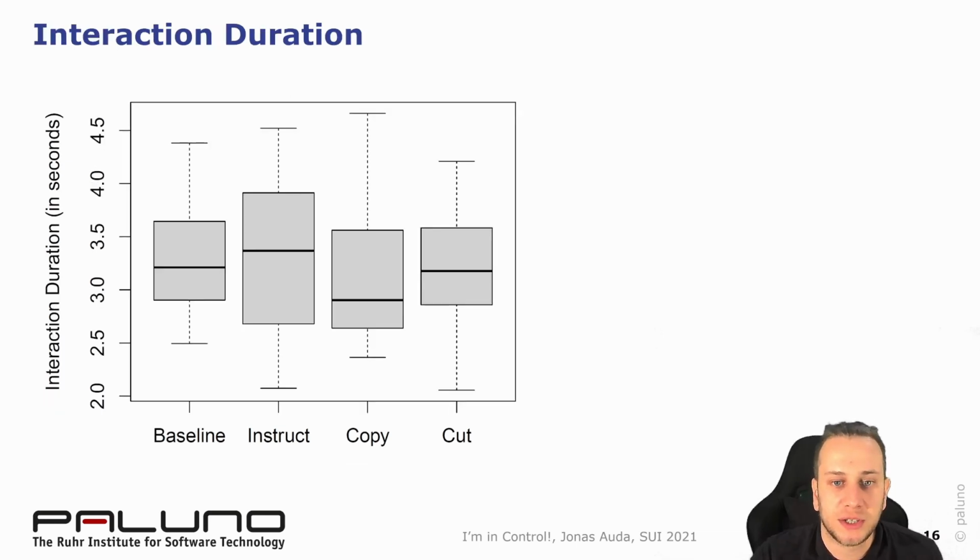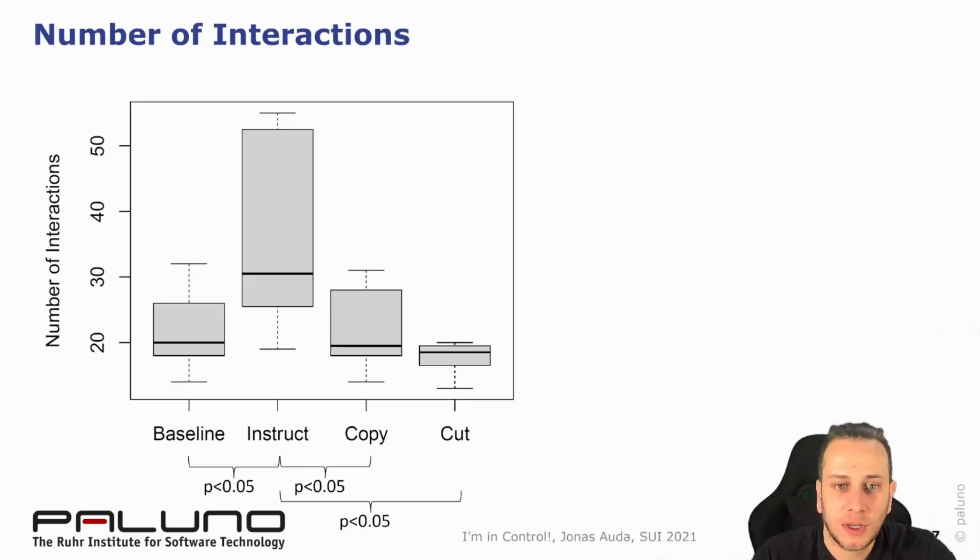We also measured the interaction duration for each haptic prop placement. The interaction duration was quite similar for the different conditions, at around 3 to 3.5 seconds per haptic prop placement. Here, we did not find any significant differences. Further, we measured the number of interactions with the haptic props. The number of interactions was highest for instructions.